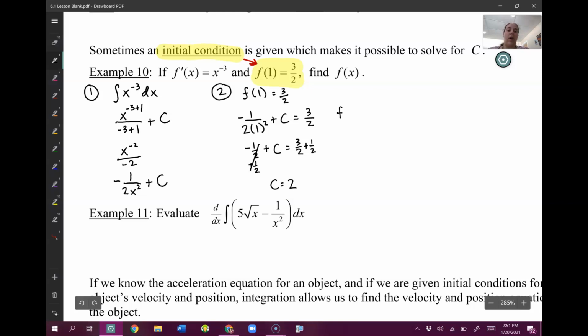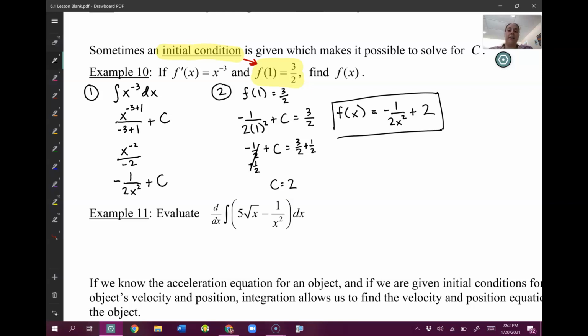And now I can write what f of x is. It would be my antiderivative. So there's the equation I came up with from integrating. But now I know that c is 2. And that's my final answer. So there you go. Anytime you're given an initial condition, you follow those same 2 steps.